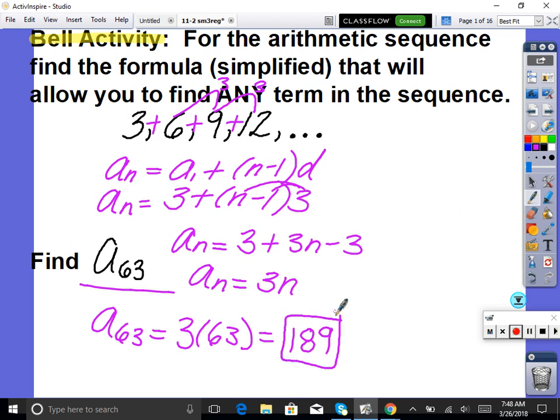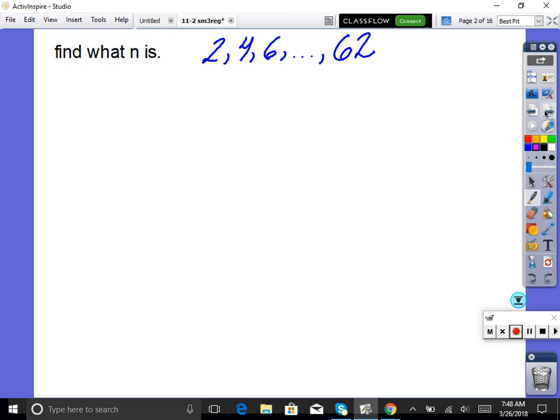So the 63rd term, did you get 189? Okay, cool. Just making sure. The 63rd term was 189. Okay, cool. All right, you guys are awesome. Okay, so now let's practice this.